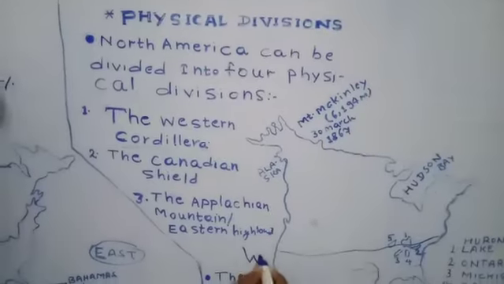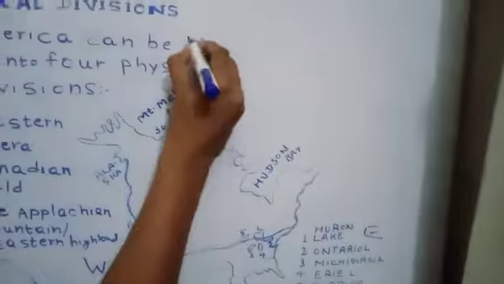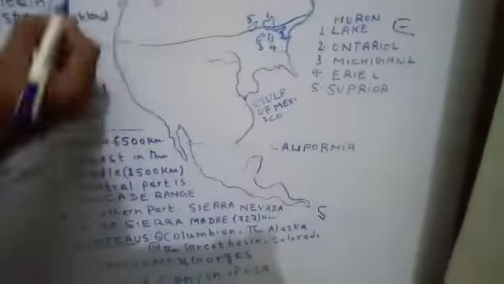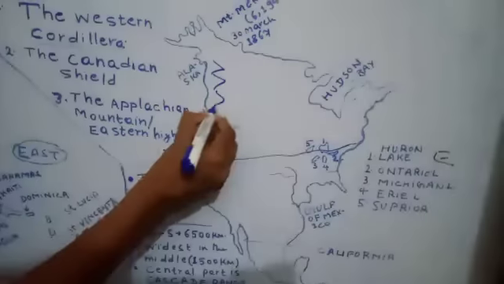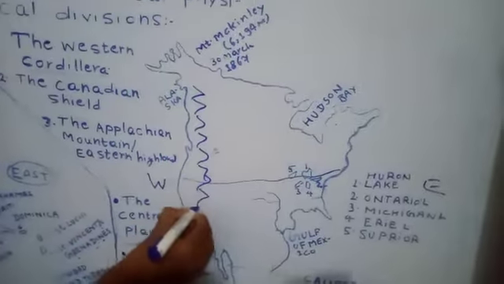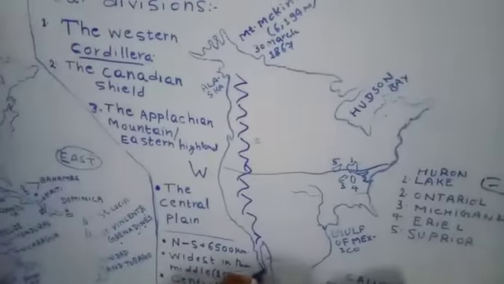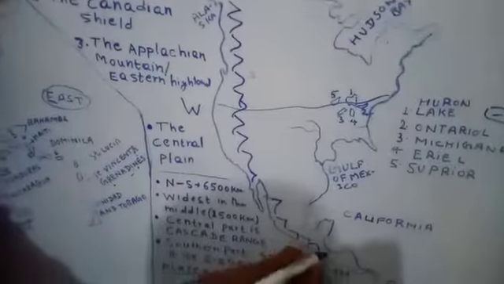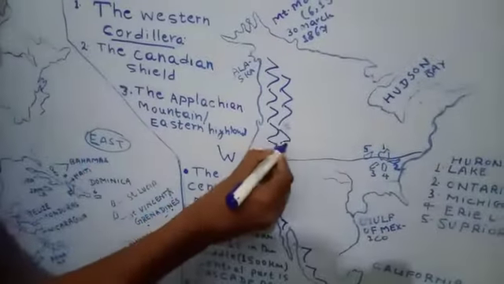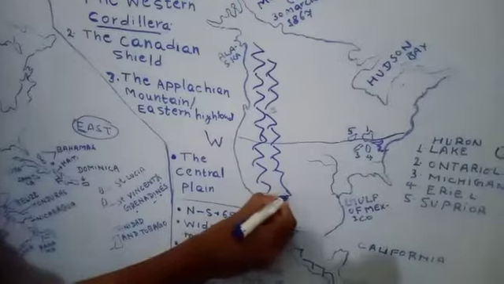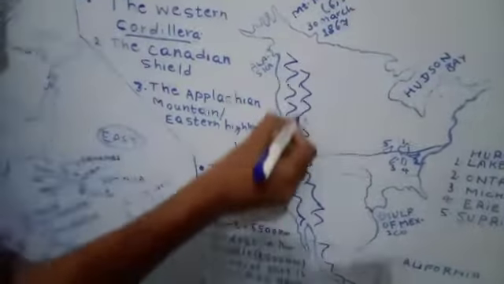Now you can see it's on the western side of America, then here eastern, north and south of America. So on the western side there is the Western Cordillera. Cordillera means a chain of mountains, a series of mountains. So on the western side there is a chain of mountains. It includes many parallel ranges, not a single chain but many parallel ranges.